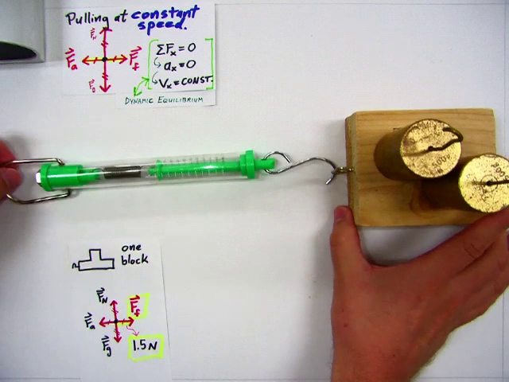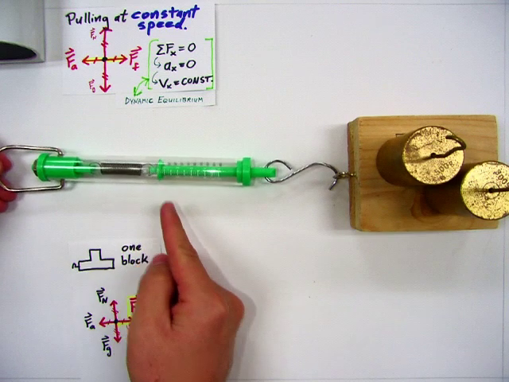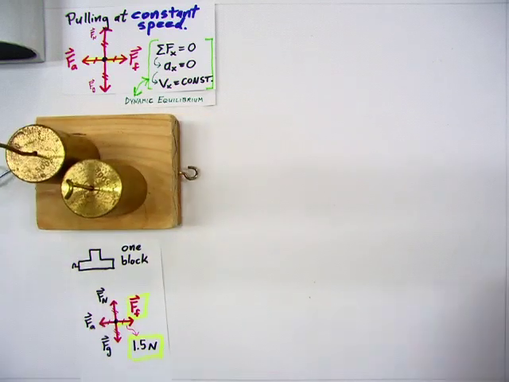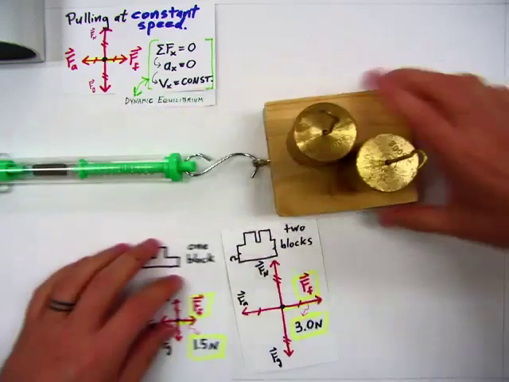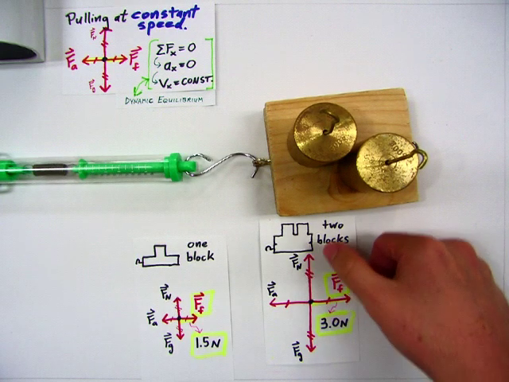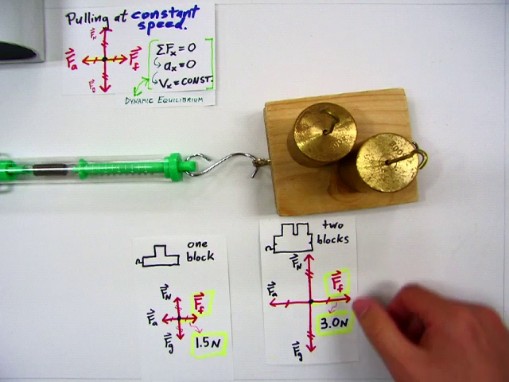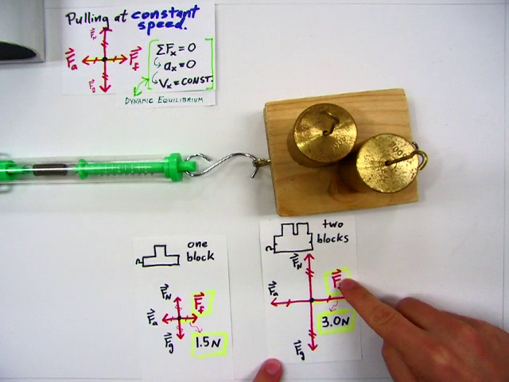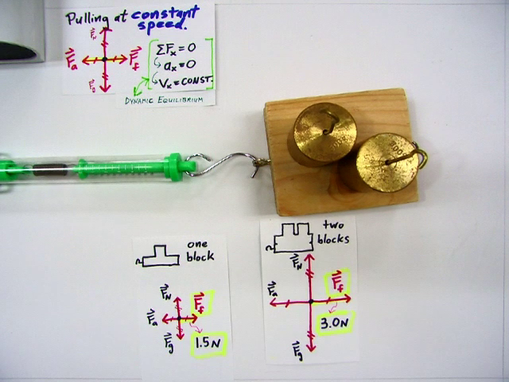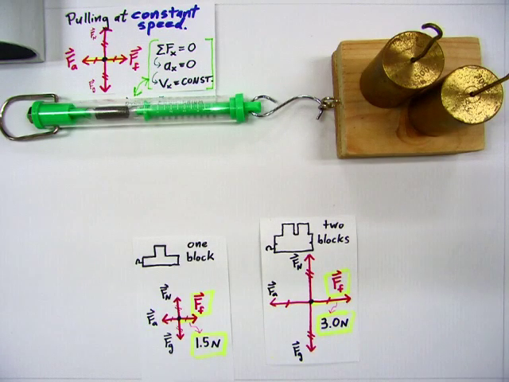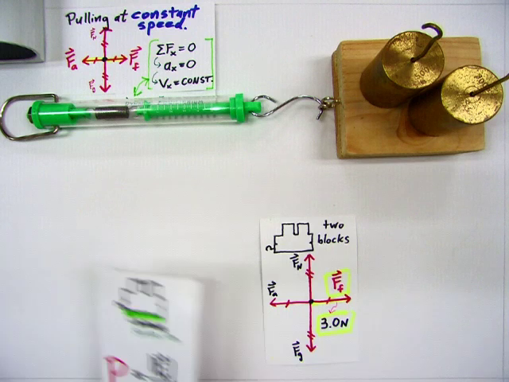Let's test it out. Pulling again at constant speed, reading off the value on the scale, and I see about 3 newtons this time. So in fact, by doubling the normal force, we have doubled the force of friction opposing me. But is it really the normal force that determines how strong friction is, or is it the pressure that matters here? In that demo, pressure happened to increase when we added mass.